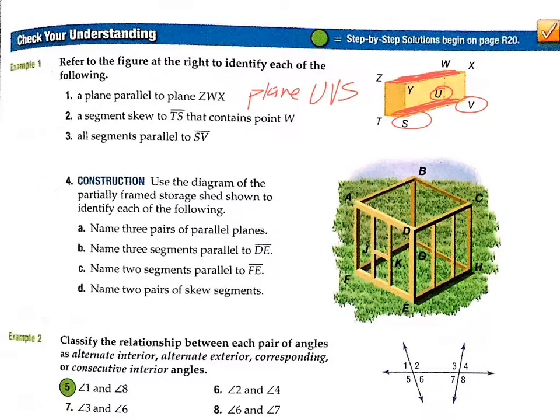Let's do number 3, all segments parallel to SV. Okay, so SV goes this direction, left and right. So TU does, SW, or not SW, sorry, ZW, and YX. Okay, next group. Let's do letter B, 3 segments parallel to DE. Okay, so let's find DE. DE is here, up and down, so segments parallel would be AF, BG goes up and down, CH goes up and down.